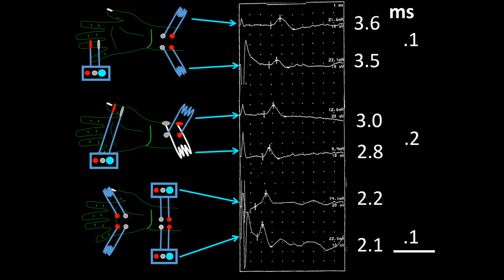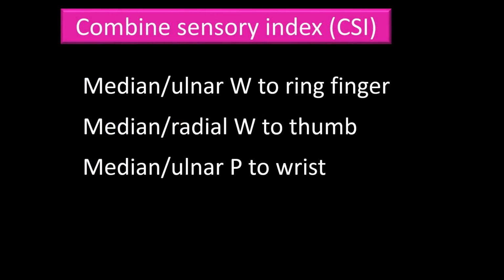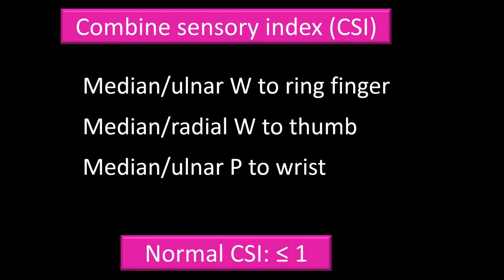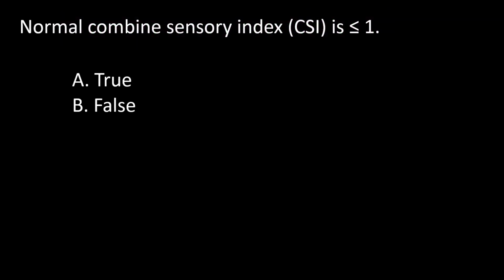The result of the combined sensory index, which corresponds to adding the difference in each of the 3 tests that we perform, in this case was 0.4. As you know, a result of this index of less than 1 is normal. So the answer to this question is A.